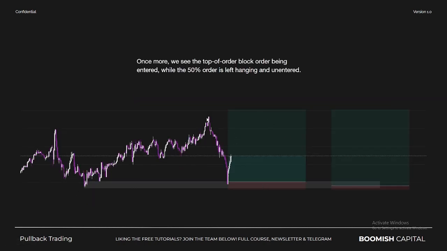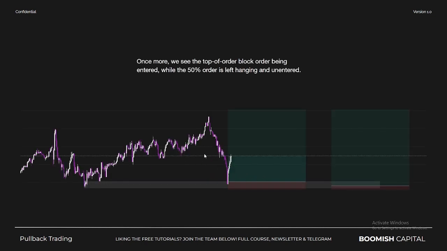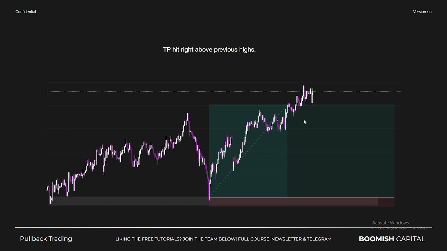Ultimately, you can see we crashed from that point all the way down, got tapped into our 100% or top of order block, and our 50% was untested, and we put in the new high with, of course, TPs that weren't drawn out. But essentially, you'd have a TP maybe right here, you'd have one right here, and you'd have one right here, and then your final one. All hit. Then we can rinse and repeat.